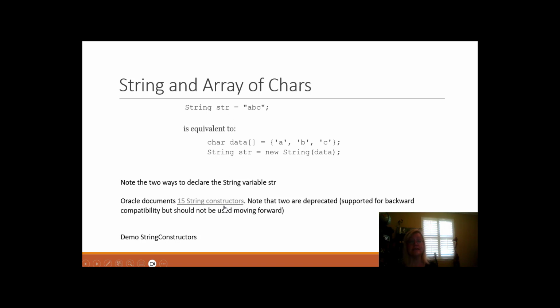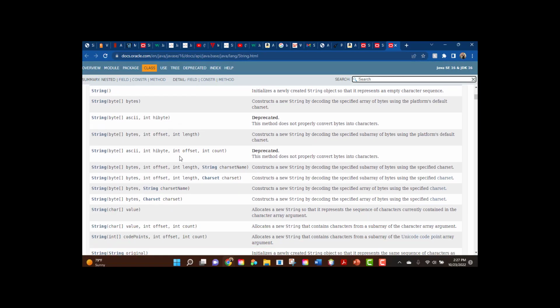There are 15 different constructors in Oracle. And here's the Oracle documentation, and here's the constructors. Two are deprecated. Deprecated means that they had it at one time, and they're keeping it in this library now for backward compatibility, but moving forward, don't use it.